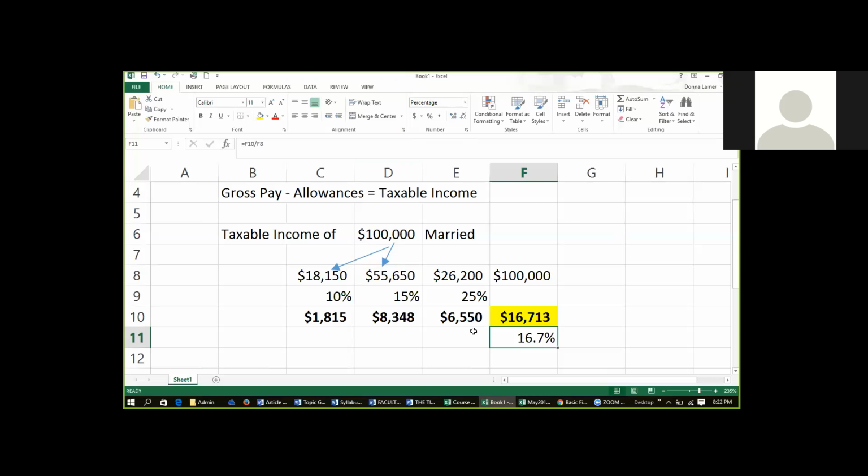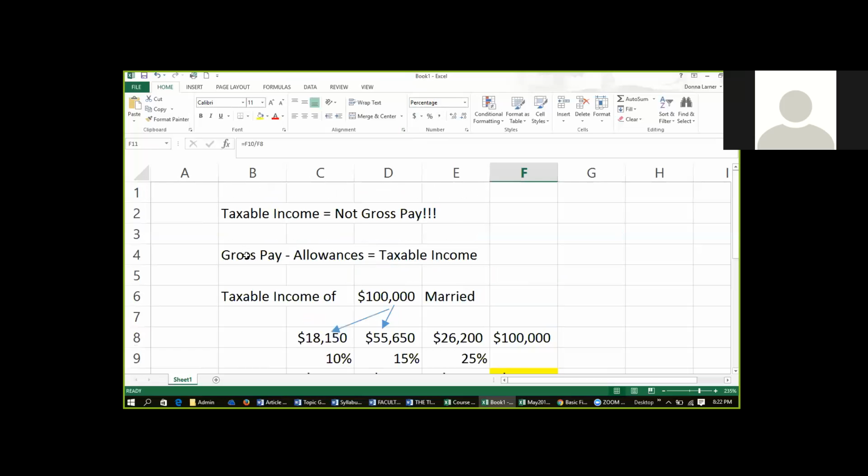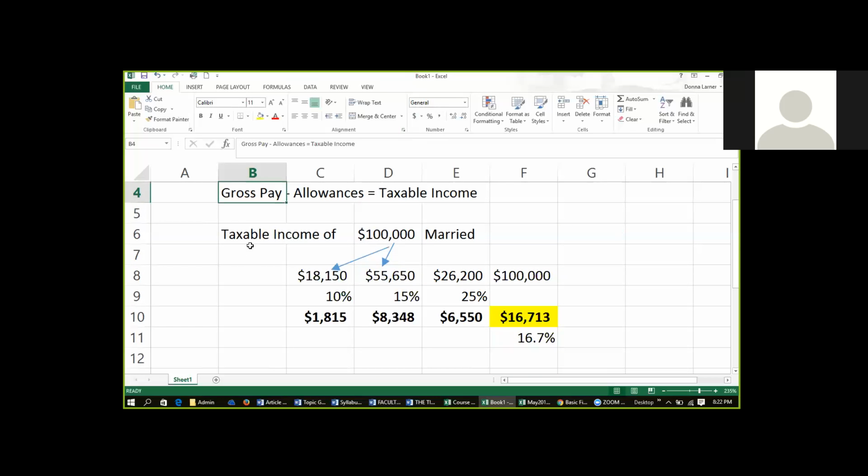And then if we wanted to even get pickier, we could go back to whatever the gross pay was, which I didn't even show you. I just said I already did gross pay minus allowances made taxable income. Maybe their gross pay was something like $115,000. Still paying only $16,000 in taxes, their interest rate would even be smaller, or tax rate would even be smaller.